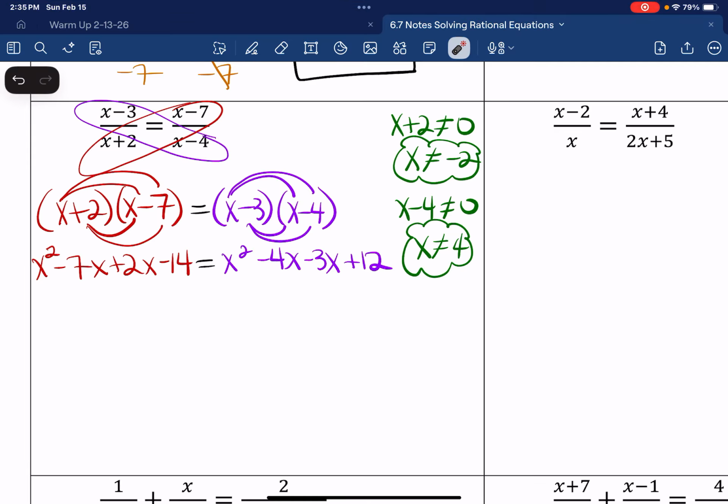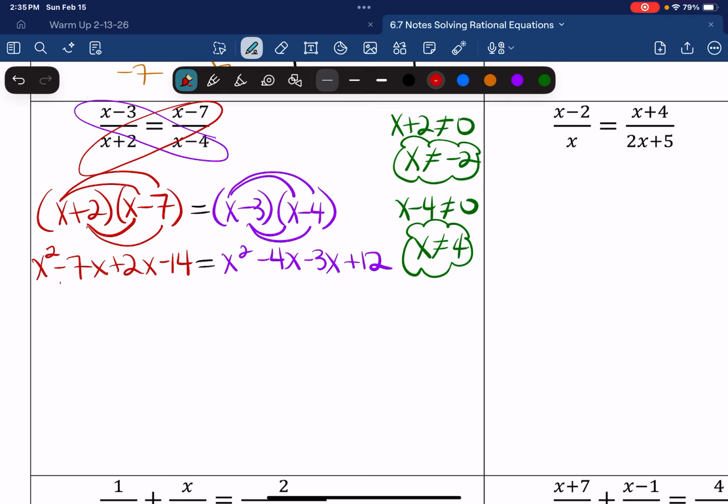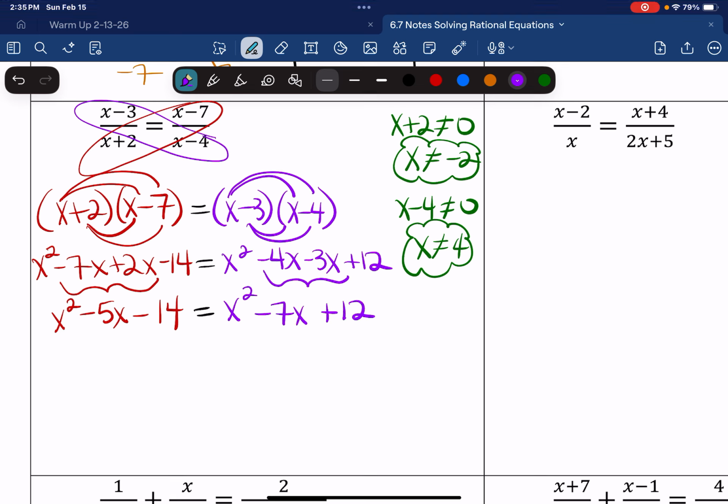Okay, so let's combine our like terms. I see that I have a -7x and a plus 2x right here. So that gives me a -5x. We'll go ahead and bring down our x squared and our minus 14. And all of that should equal x squared. And again, we have like terms. So I'll combine those together to get -7x and then bring down our plus 12. So I've got this equation. It's a quadratic at this point. Or at least it looks like one.